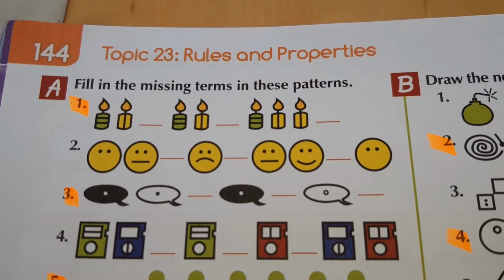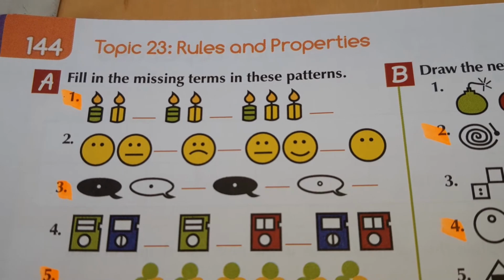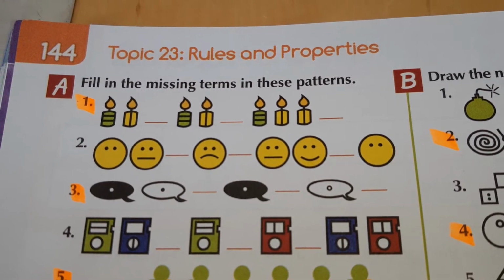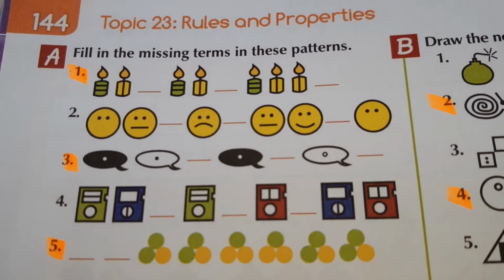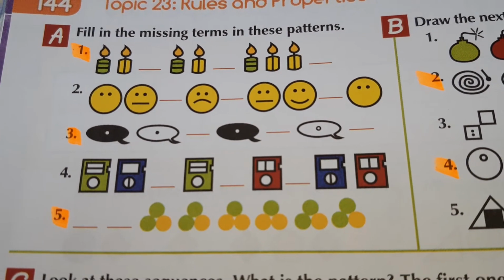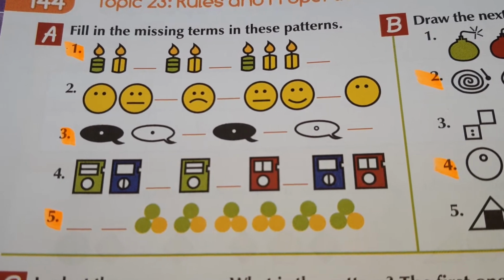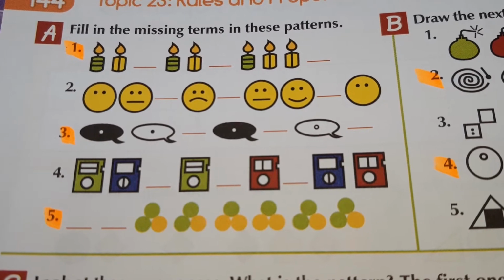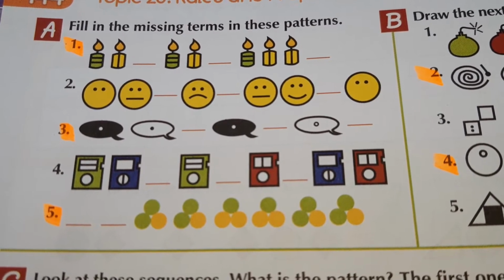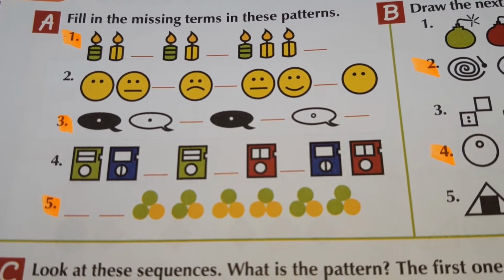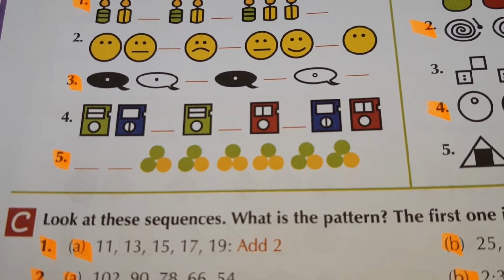So this one, fill in the missing terms in these patterns. So the first one, you should have a yellow candle as your first one. So then a green and a yellow one's missing again, and the last one is a green one. Number 3 then, you should have another white speech mark, and then a white one. So it should be black, 2 whites, black, 2 whites. So then black again. And then the number 5 there.